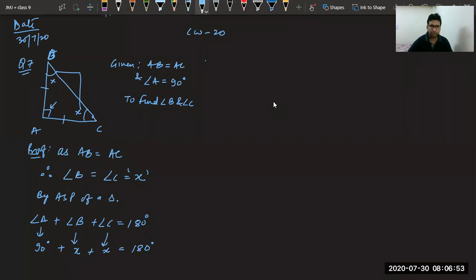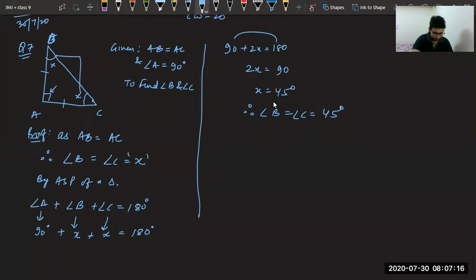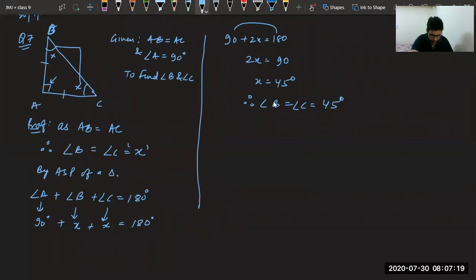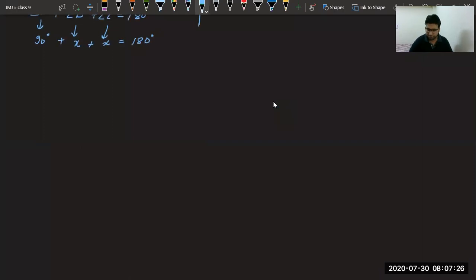Very good, Ananya. So you can say it is 90 plus 2x equal to 180. 2x equal to 180 minus 90 is 90 only, and x equal to 45 degree. Therefore, angle B equal to angle C equal to 45 degree. This was a very easy question. I hope all of you have done it on your own. Now, let me finish the last question also. We can use ASP. Yes, beta, we can use ASP in this question. We have used ASP in fact.